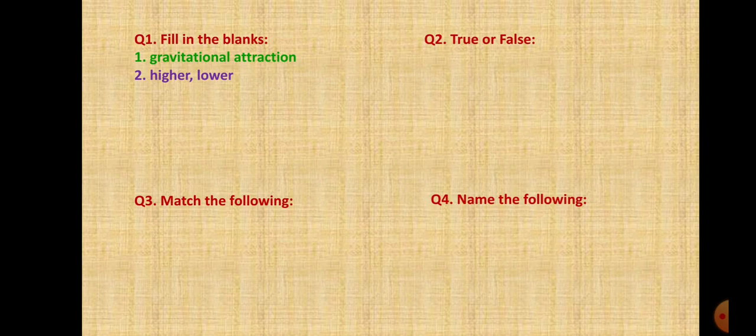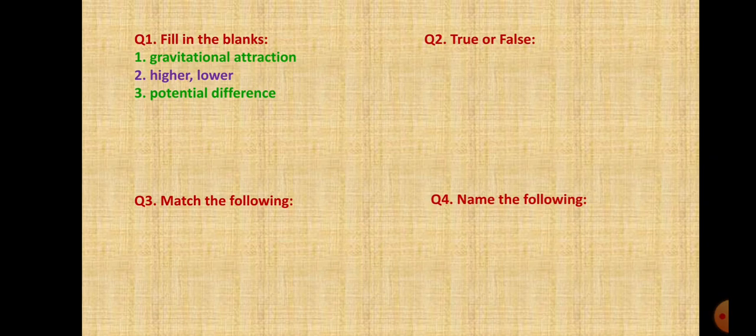Third one, the difference between the electrostatic potential of the positive end and the negative end of an electric cell is the dash of the cell. Yes, students, it is the potential difference. So, third one is, the difference between the electrostatic potential of the positive end and the negative end of an electric cell is the potential difference of the cell.